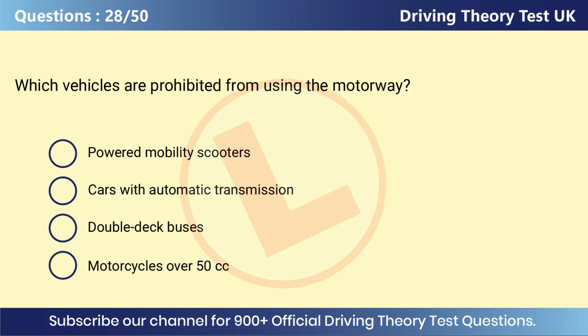Question 28. Which vehicles are prohibited from using the motorway? A. Powered mobility scooters. B. Cars with automatic transmission. C. Double-deck buses. D. Motorcycles over 50 cubic centimeters. A. Powered mobility scooters.